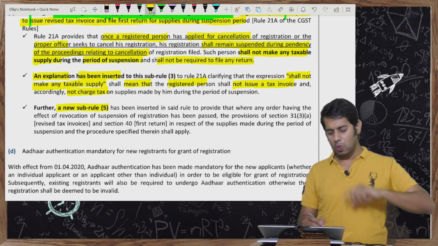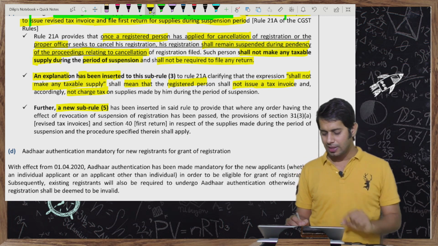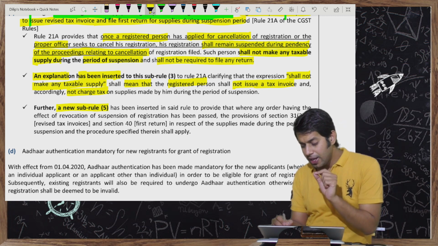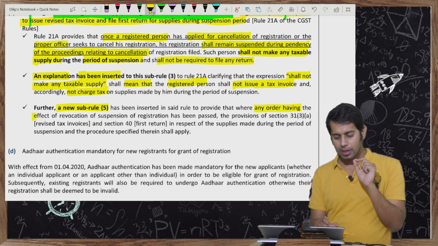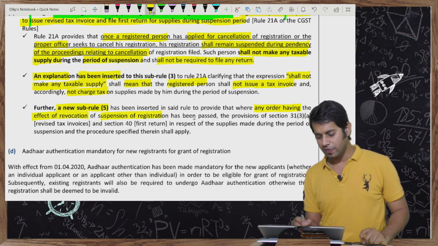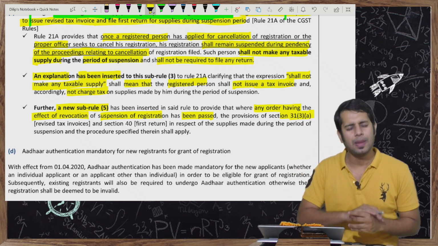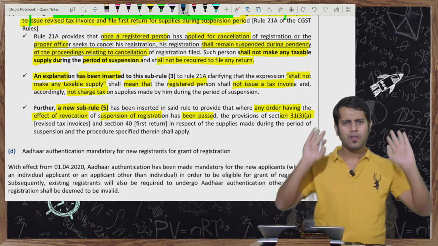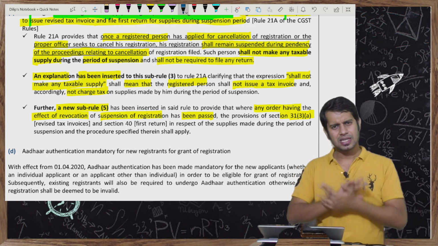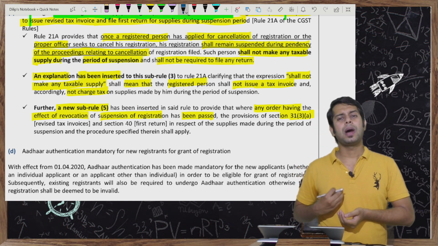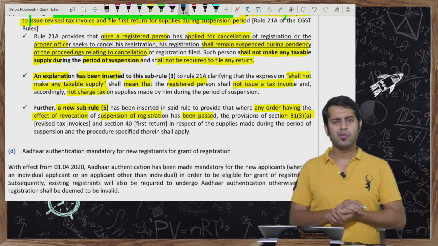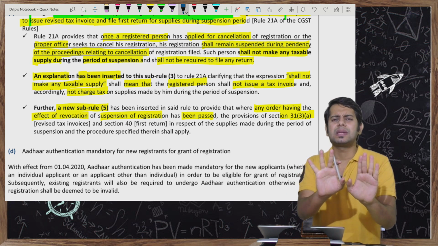Further, a new sub-rule 5 has been inserted in the said rule to provide that where any order having the effect of revocation of suspension of cancellation has been passed, the provision of section 31 subsection 3 clause A will apply. Sir, what is this? Officer has cancelled your registration. I am applying for revocation. Hey officer, please don't cancel my registration.